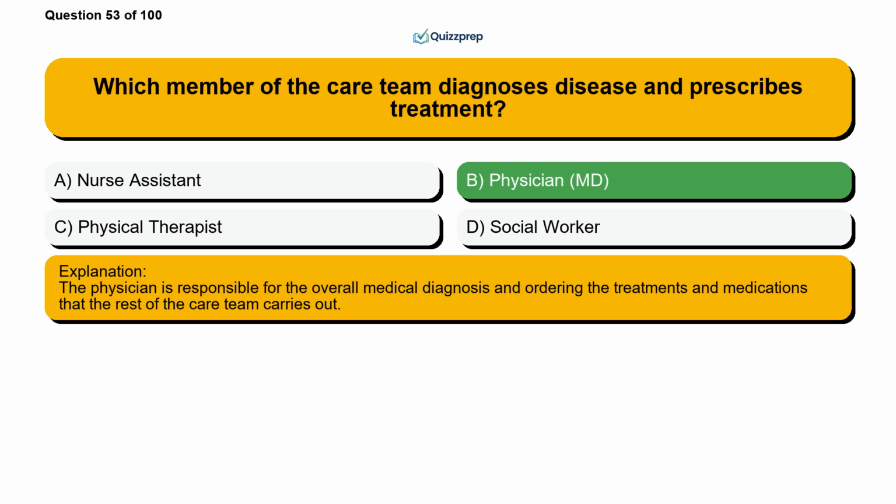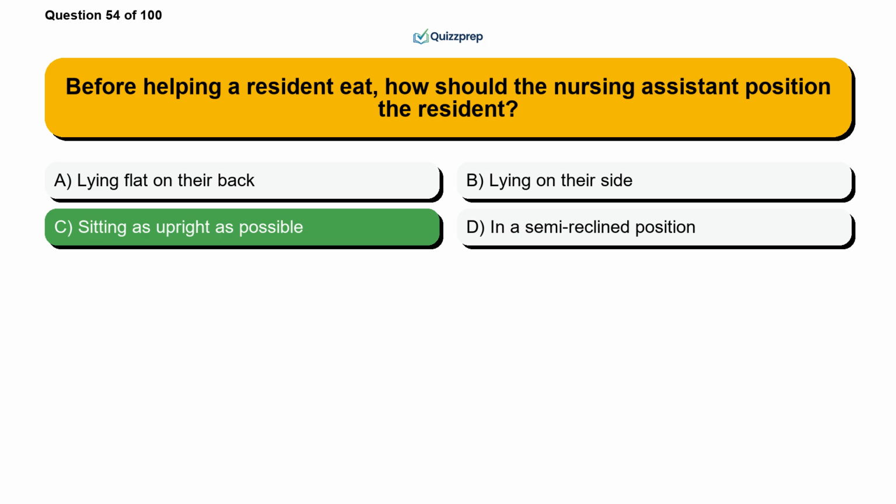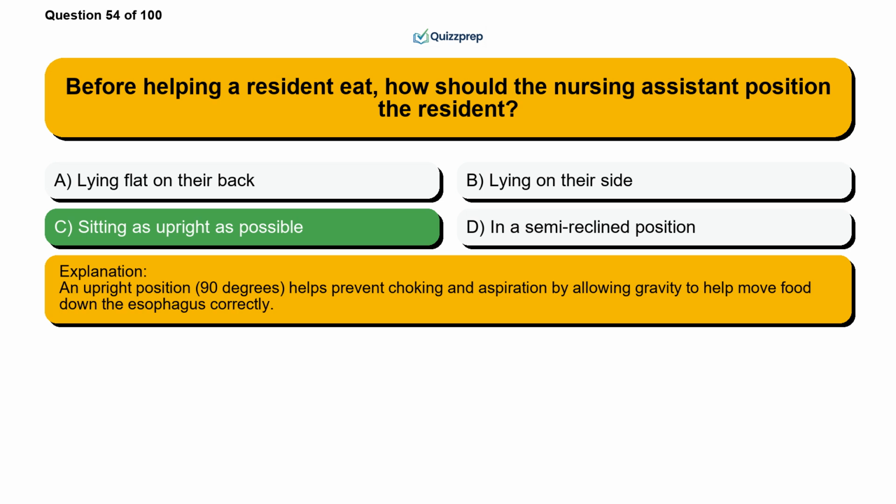Question 54. Before helping a resident eat, how should the nursing assistant position the resident? Option A, lying flat on their back. Option B, lying on their side. Option C, sitting as upright as possible. Option D, in a semi-reclined position. The correct answer is option C, sitting as upright as possible. An upright position, 90 degrees, helps prevent choking and aspiration by allowing gravity to help move food down the esophagus correctly.